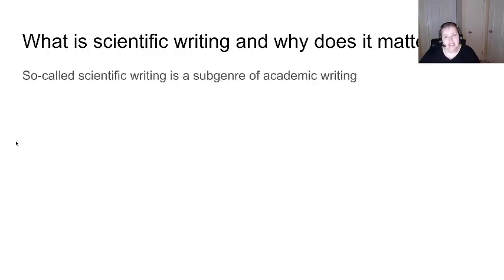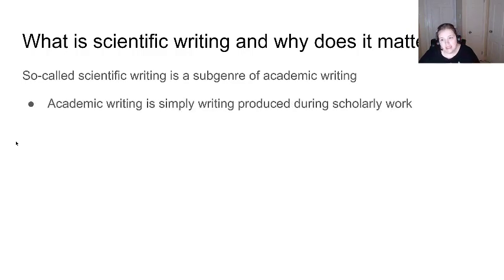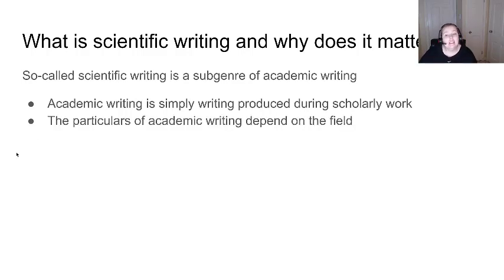So-called scientific writing is a subgenre of academic writing. Academic writing is simply writing produced through scholarly work. And you might think, well, that's obvious, of course. But as a result, it doesn't look like other types. The particulars of academic writing depend on the field, right? And that includes scientific writing. It includes the conventions and the style and the information and the formatting that are specific to scientists and the way that we go.